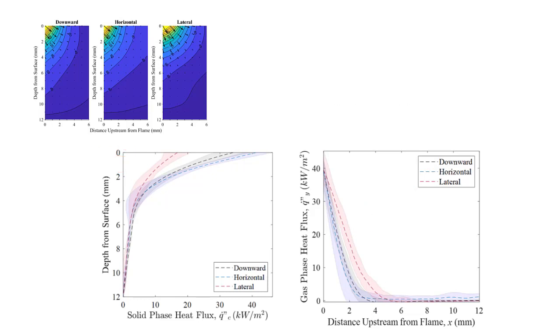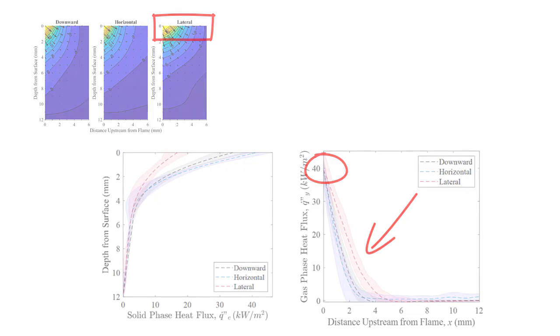This increase in gas phase heat transfer is not necessarily a significant increase in the peak heat flux right at the leading edge, but the sample surface experiences higher heat fluxes at a much further distance along the surface. This is reflected in the surface temperatures as well for the lateral case, showing higher temperatures at the surface 2 to 4 mm from the leading edge compared to the downward case.